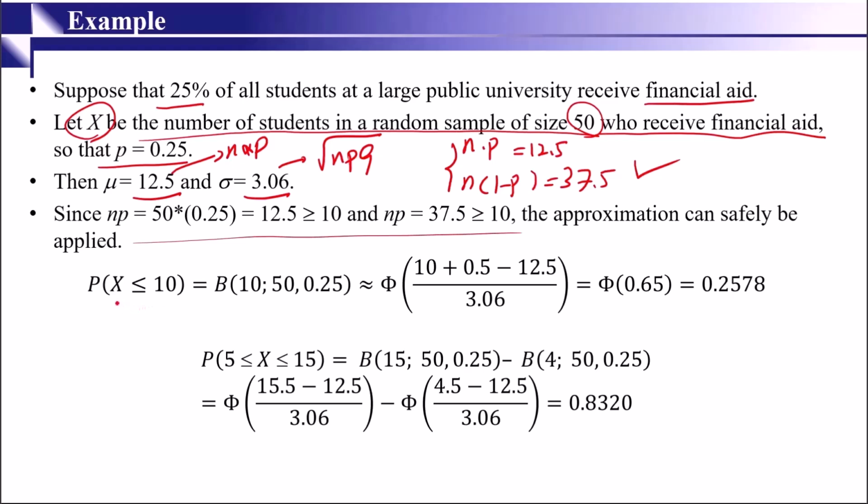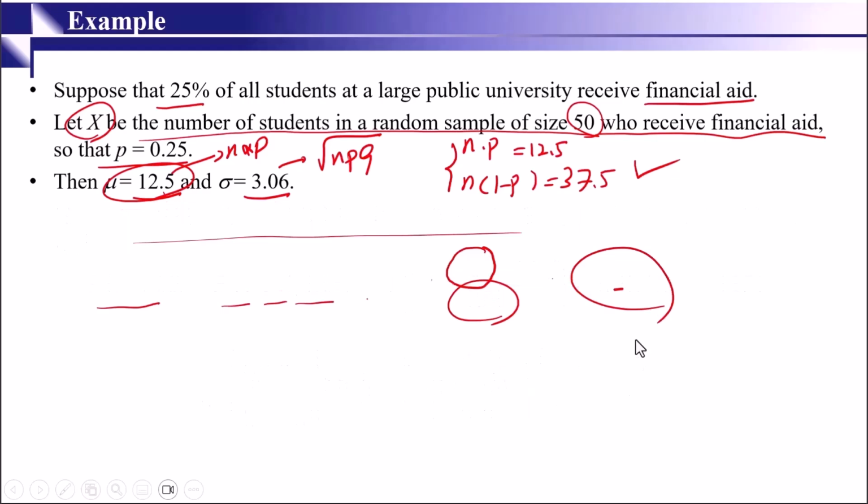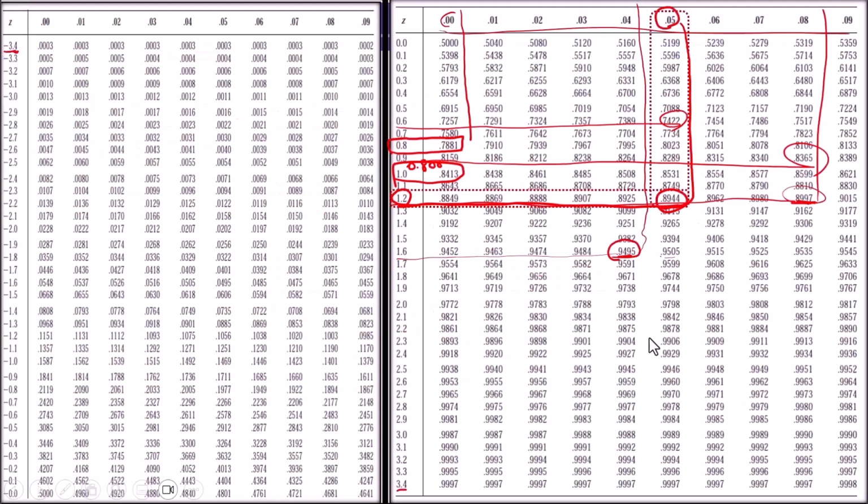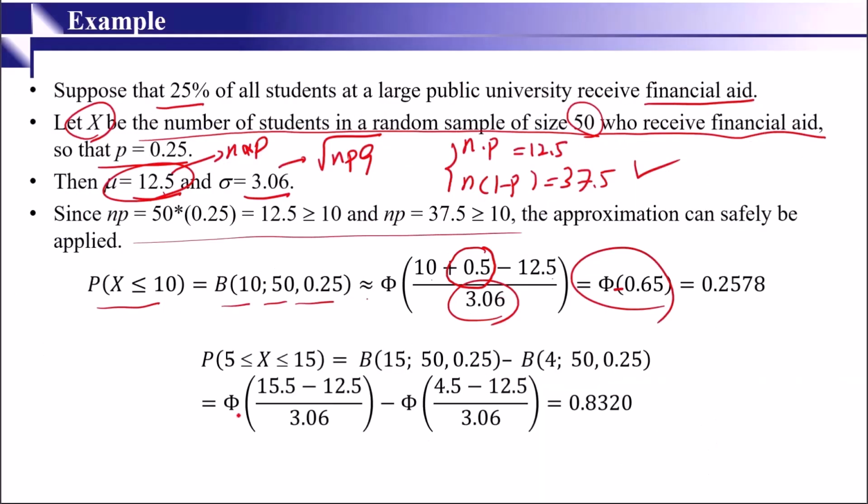Now we want to find the probability of X less than or equal to 10. It's binomial with n of 50 and p of 0.25. For improving accuracy, we add 0.5 here. So phi of, instead of 10, we go for 10.5 minus 12.5, which is mu, divided by the standard deviation. This should be minus 0.65. Phi of minus 0.65 will be something like here, 0.2578. This one is correct.